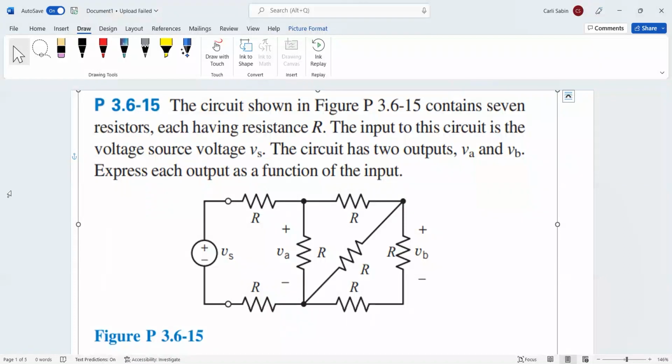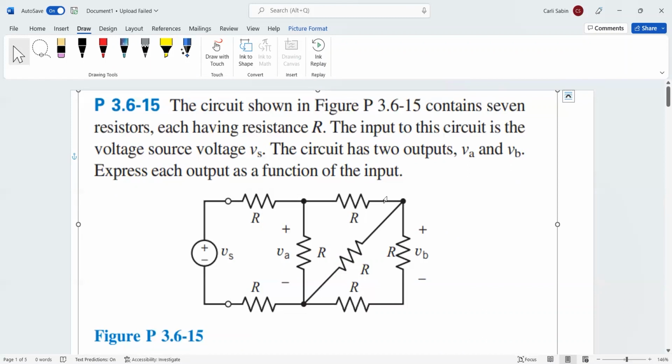Hello everyone. So today we're going to be working on a problem out of the textbook for the course ECE 3320 or ECE 3300. The problem that we're going to be doing today is 3.6-15. This problem states that the circuit shown below contains 7 resistors, each having resistance R. The input to the circuit is the voltage source Vs, which is shown right here. The circuit has 2 output voltages, VA here and VB here. Express each output as a function of the input. So this is asking us to find VA and VB in terms of Vs.